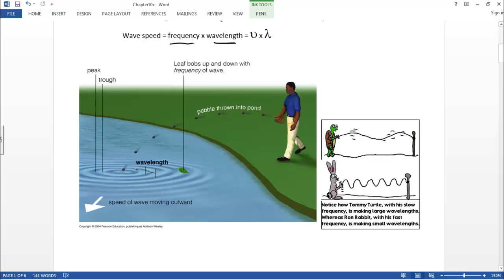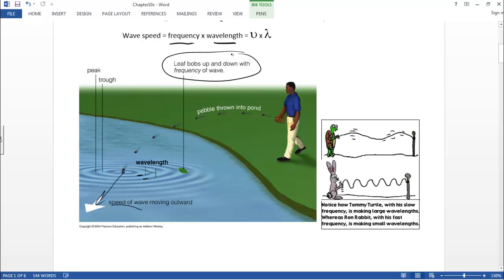So here's someone throwing a pebble into the pond. As the pebble strikes the water, it creates waves. The surface of the water moves up and down. And if you look at the distance between each up part of the wave, that's your wavelength. The speed at which it propagates out from the center is the wave speed. And how quickly it vibrates up and down, leaf bobbing up and down, is the frequency of the wave.